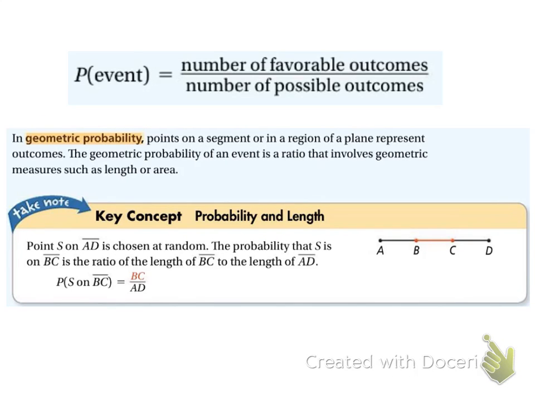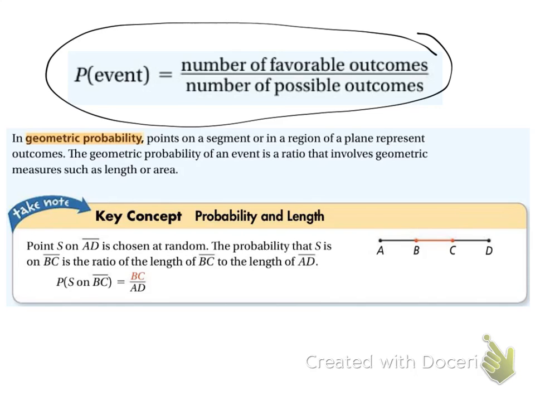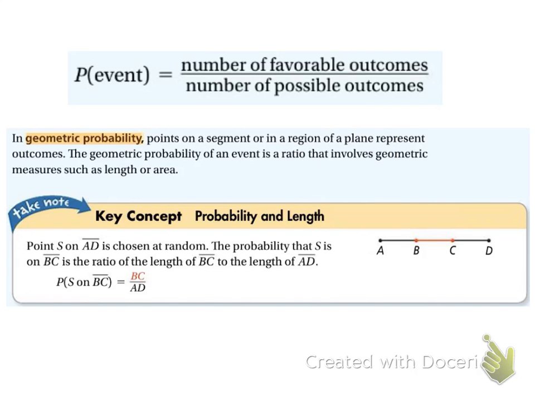This is 10.8 of geometry. So we're going to talk about probability. In general, here's our probability statement. The probability of some event is the number of favorable outcomes over the number of possible outcomes. So we're going to look at probability length.